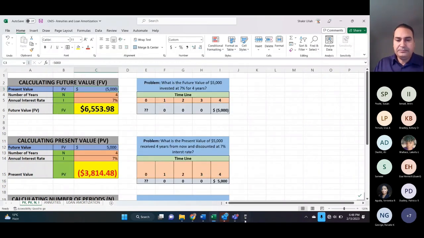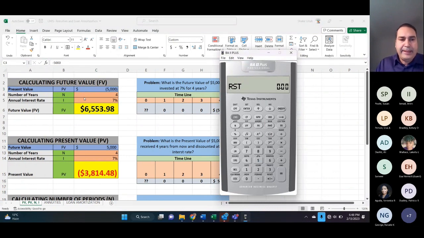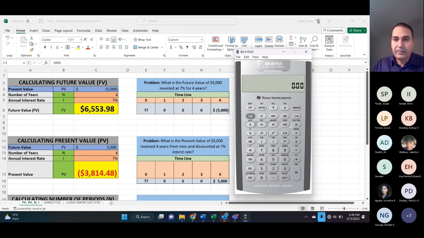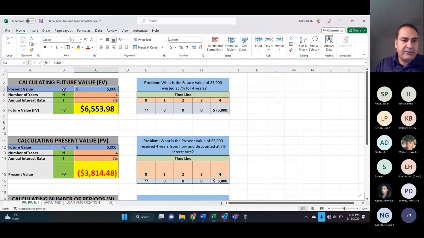Okay, so here's my calculator, and I have to calculate future value. What you need to do is whenever you use your financial calculator, you have to reset the calculator. So that's the second function, reset and enter. So that means your calculator is reset and all the values are set to default values now. Okay, now here are the buttons for us to enter the information.